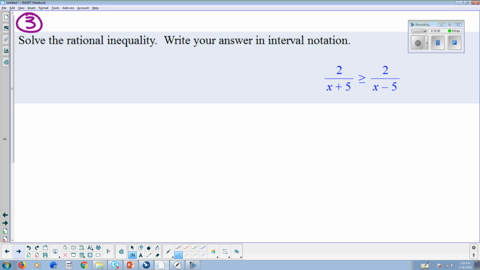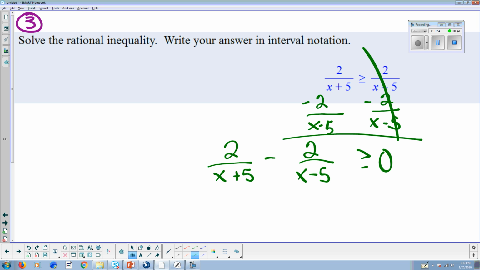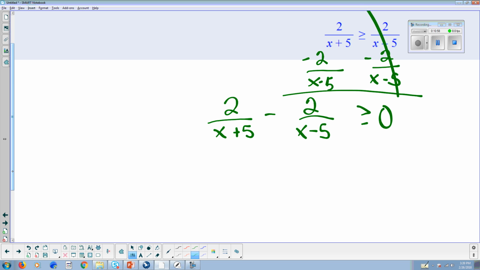Example 3. This one again is not set equal to 0, so I'm going to begin by subtracting 2 over x minus 5 on both sides. Okay, so this gives me the fraction 2 over x plus 5 minus 2 over x minus 5. My second step is to simplify this to be one fraction.